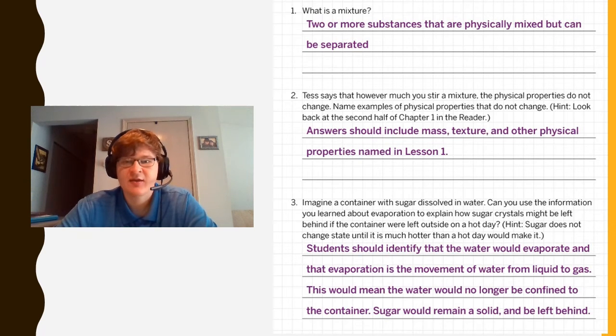Next in your packet, you should see these 1, 2, and 3 questions. These are just some basic comprehension we're going to go over so we can list out our different mixtures, solutions, and compounds before we make our rule set.